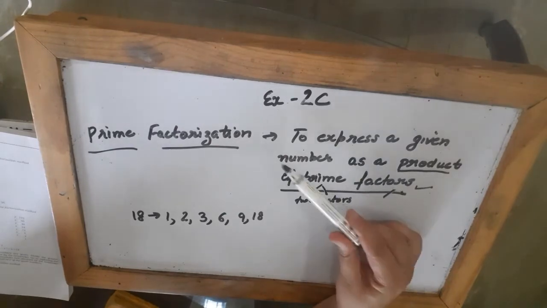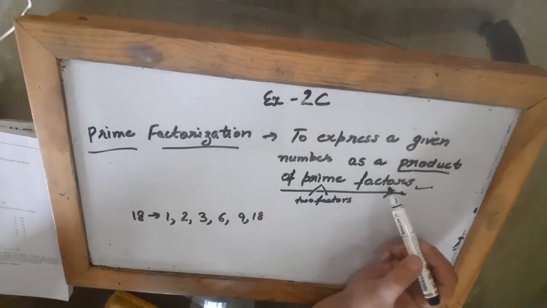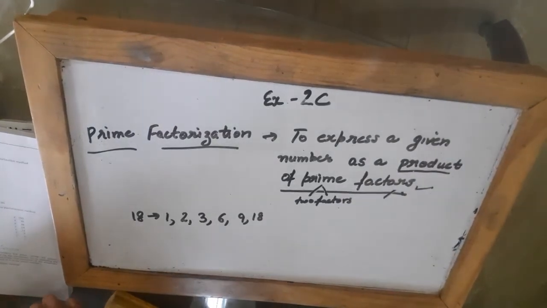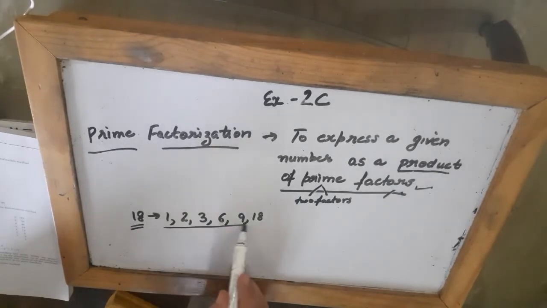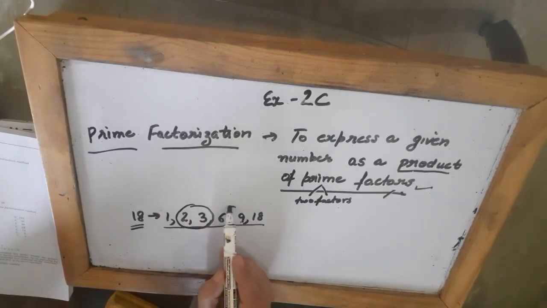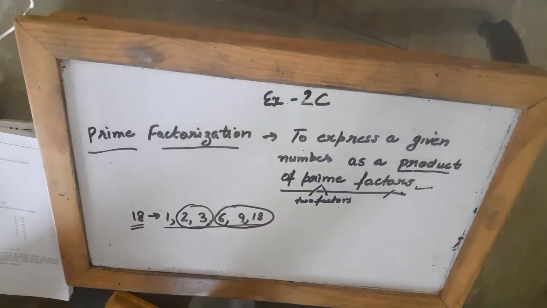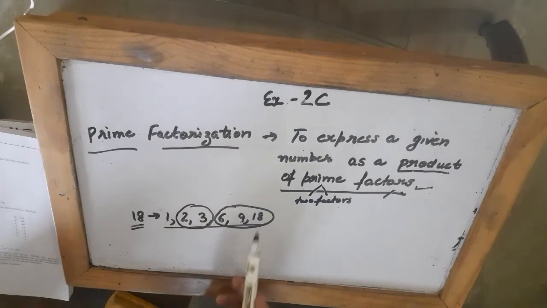So what is the prime factorization method? It is to express a given number as a product of prime factors only. Now when I gave you the example of 18, when I found the factors of 18, these were the factors: 1 18 is 18, 2 9s are 18, 3 6s are 18. Now in these factors you can see 2 and 3 are prime numbers, while 6, 9 and 18 are composite numbers. 2 and 3 are the prime factors of 18, and 6, 9 and 18 are composite factors of 18.